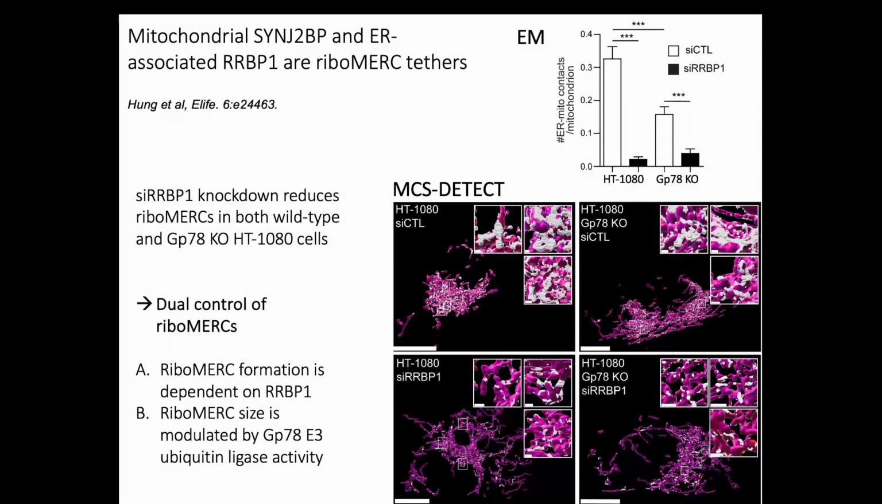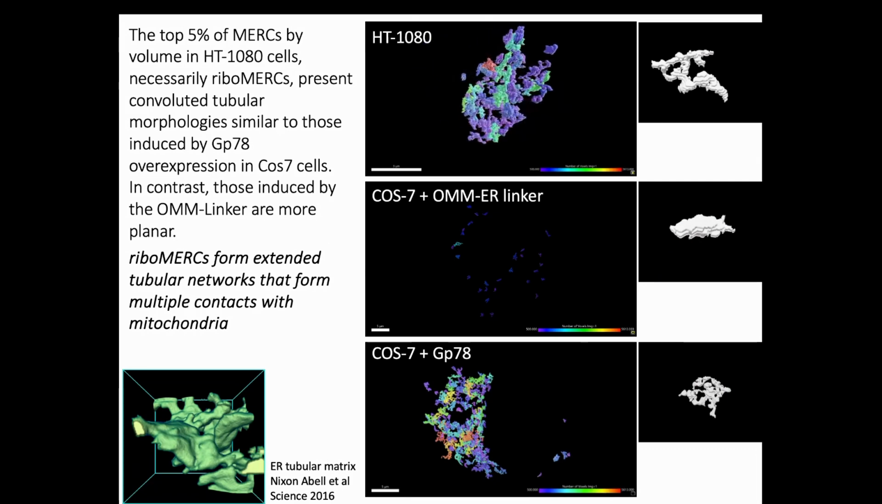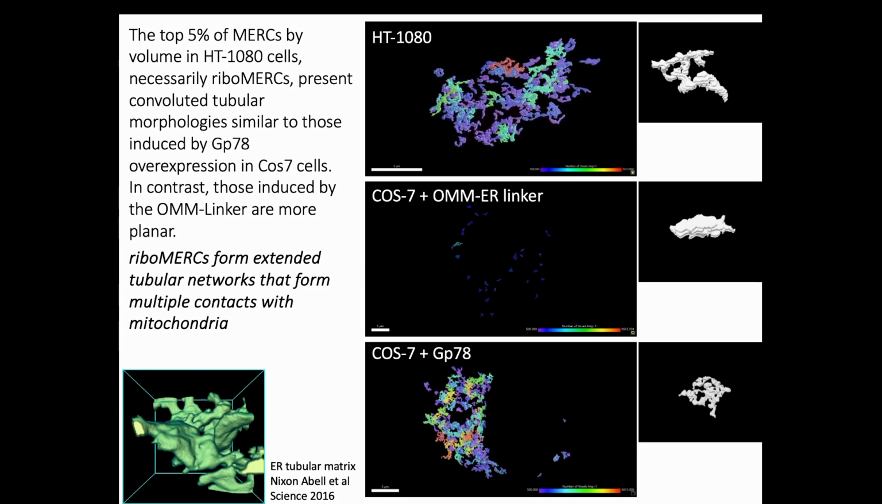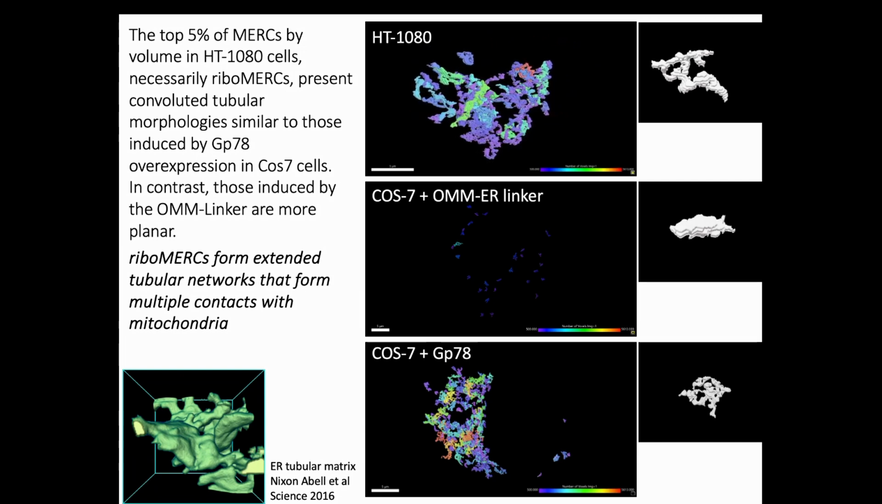So what we argue is that this is dual control of ribomercs. On the one hand, we have a tether that's required, RRBP1 interacting with SYNJ2BP, required to form the ribomerc. At the same time, it suggests that GP78 activity and ubiquitin ligase activity is regulating the size of the ribomerc. And we then went to see, well, what do these ribomercs look like? What can we learn about their shape? And so we chose to look just at the top 5% in size and volume of ribomercs.